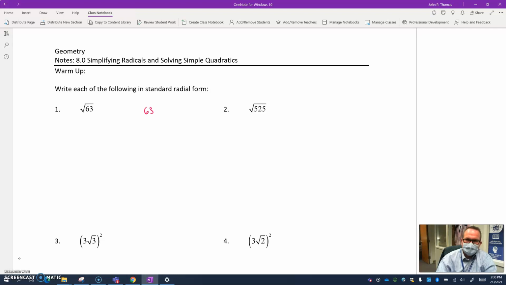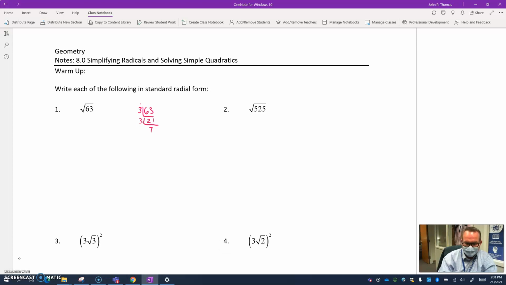All right, so when I'm teaching this in an Algebra 1 class, I'll usually tell people to look at 63 and then start running through the primes. So 2 goes into that, it doesn't. 3 does go into that, goes in 21 times. All right, 3 goes into 21 as well, but 7 times. 7's prime, so I now have my prime factorization.